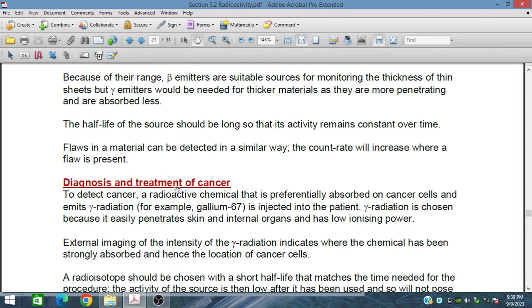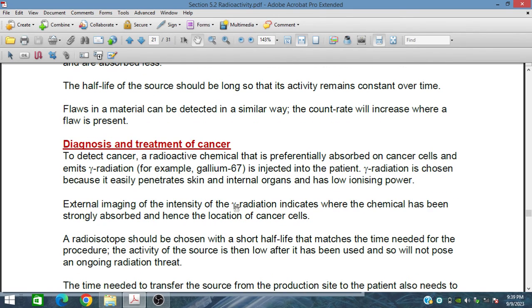Diagnosis and treatment of cancer. To detect cancer, a radioactive chemical that is preferably absorbed by cancer cells and emits gamma radiation is used. Gallium-67 is injected into the patient, and gamma radiation is chosen because it easily penetrates skin and internal organs and has low ionizing power. So this gamma radiation can be used to detect cancer. External imaging of the intensity of the gamma radiation indicates where the chemical has been strongly absorbed, and hence the location of the cancer cells can be identified.